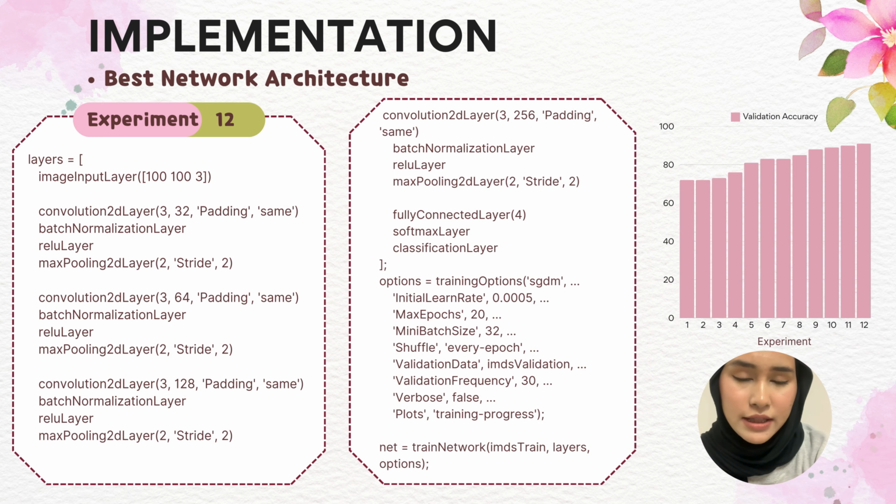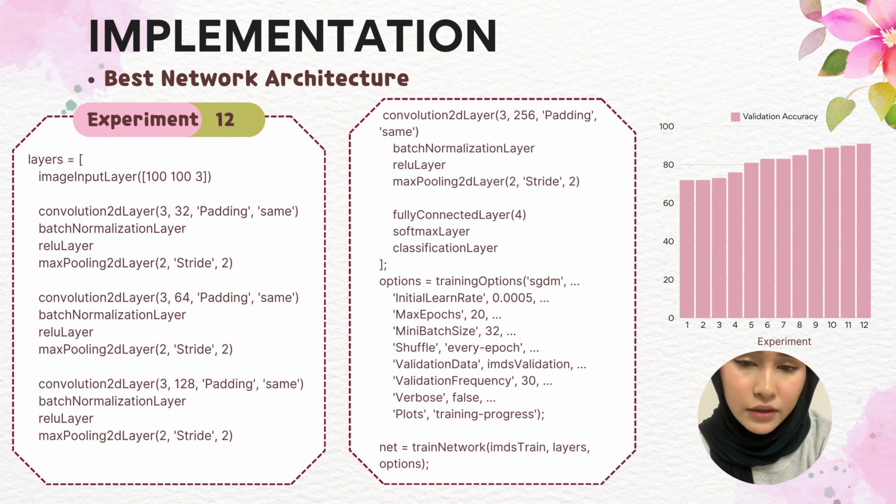Next is our best network architecture. For the testing phase, we choose experiment 12 for our final network architecture as it has the highest accuracy among the other experiments, which is 91%. To get this highest accuracy, we decided to maintain the maximum epoch value, which is 20, and reduce the initial rate from 0.01 to 0.005, as it can produce more accurate results.